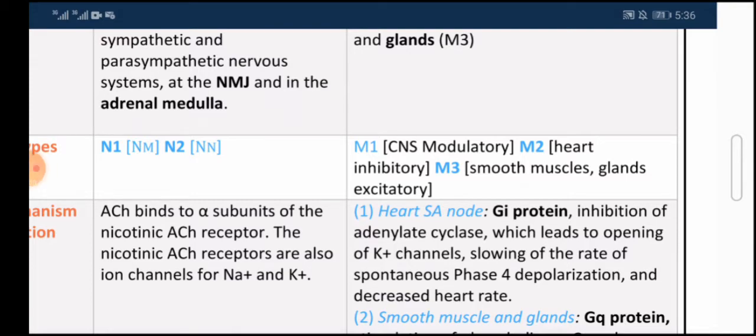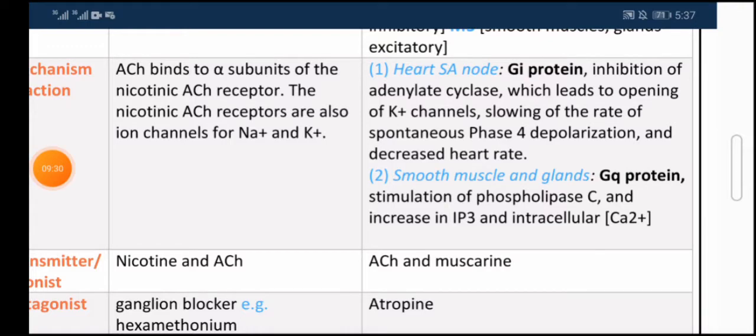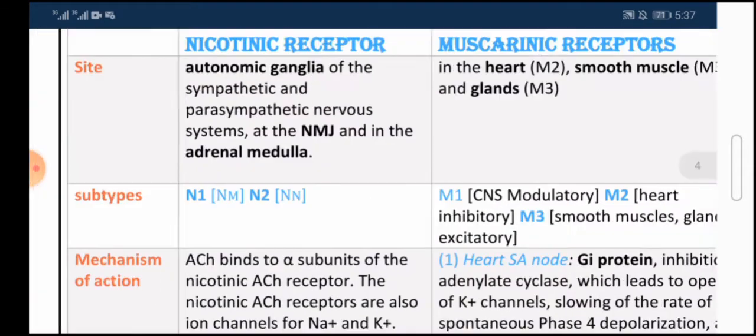For the heart, G inhibitory protein works for inhibition of adenyl cyclase, leading to opening of potassium channel, slowing the rate of depolarization. Please remember that the response of the heart for beta-1 receptors is excitatory, while for M2 is inhibitory. For smooth muscles and glands, they have the same mechanism found here.